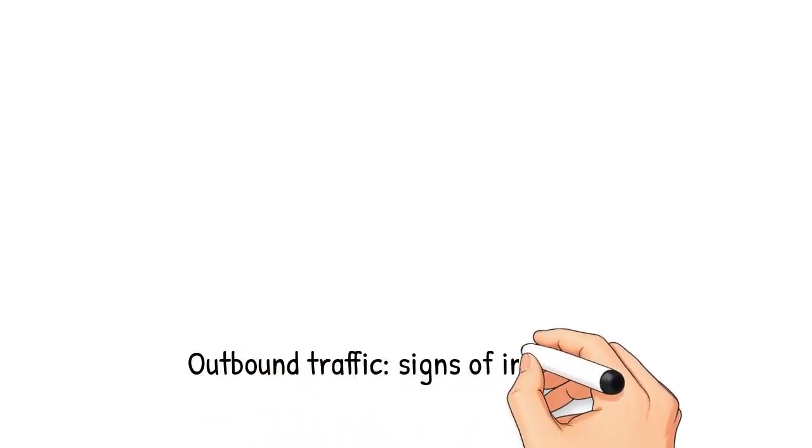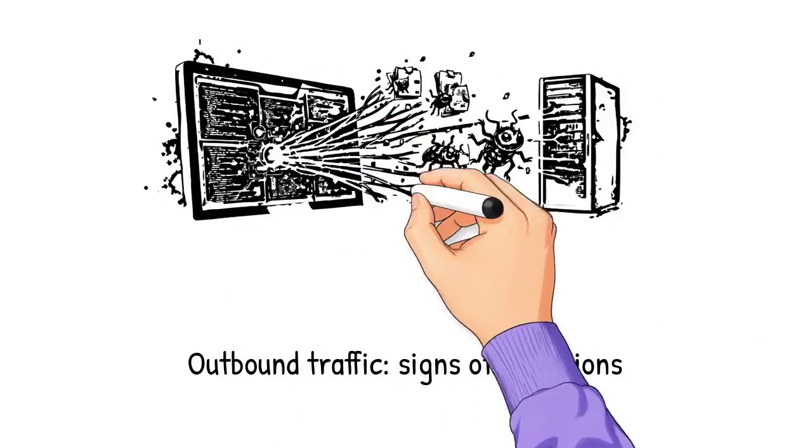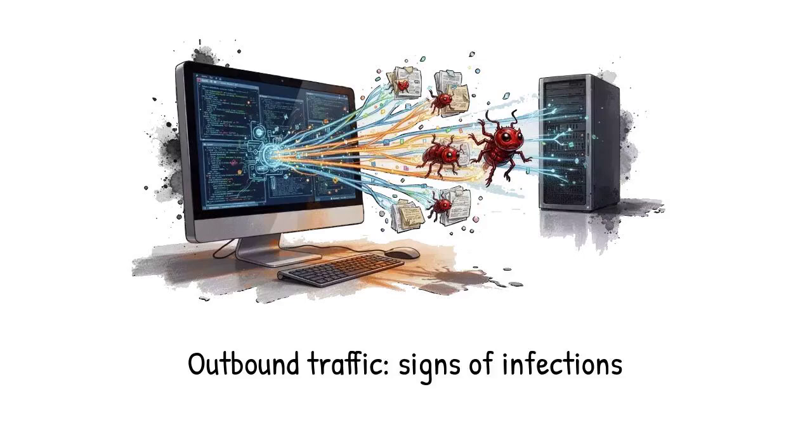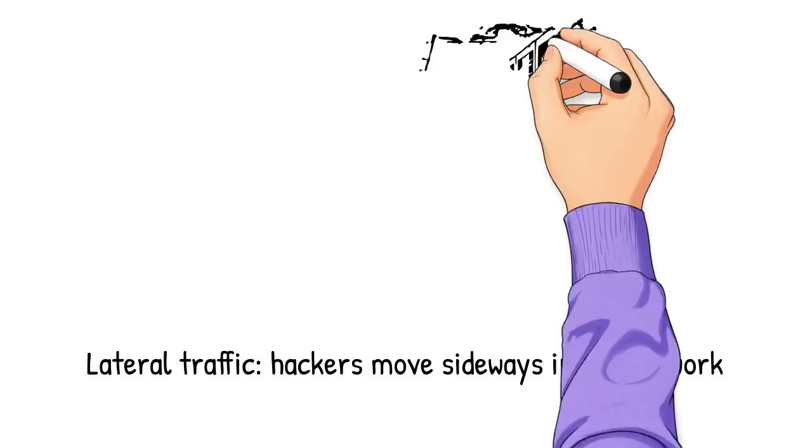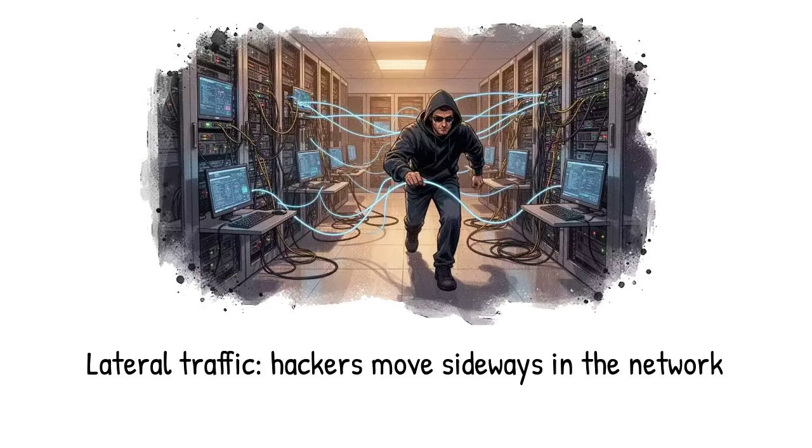Outbound traffic. This is traffic leaving your device or network. It includes web requests, uploads, API calls, software updates. Outbound traffic can reveal infections. For example, malware often sends stolen data to a remote server. Lateral traffic. This is traffic moving within a network. It includes device-to-device communication, server-to-server communication, internal file sharing. Hackers love lateral traffic because once they enter a network, they move sideways to find valuable targets.